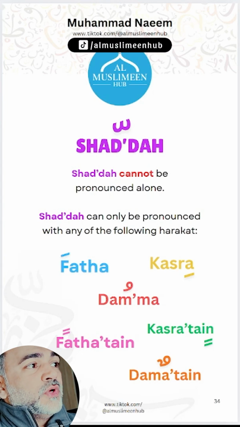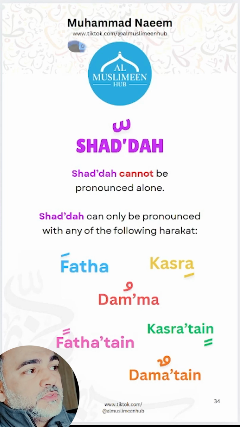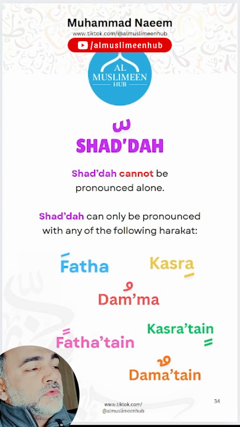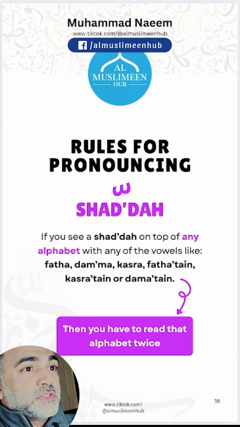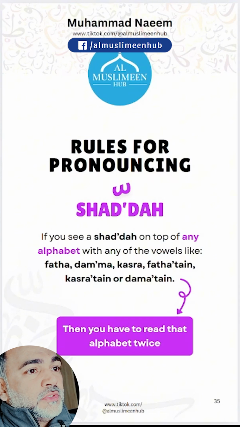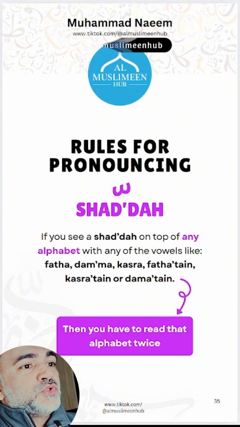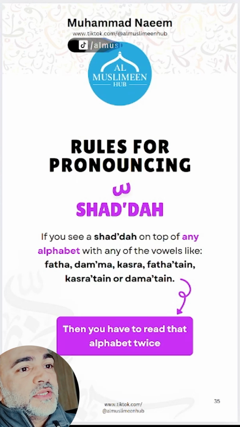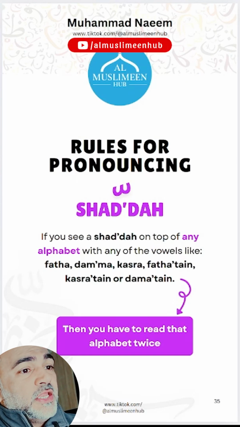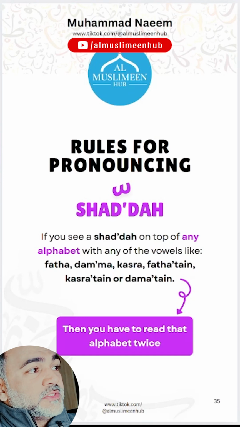In shadda, you have to pronounce that alphabet twice. We can do the examples so that you can see what exactly I'm talking about. You can also see in the slide here the rules for pronouncing shadda: if you see a shadda on top of any alphabet with any of the vowels like fatha, dhamma, kasra, fathatain, dhammatain, or kasratain, then you have to read that alphabet twice. How can I read that alphabet twice? It's very easy. Let's check the next slide.